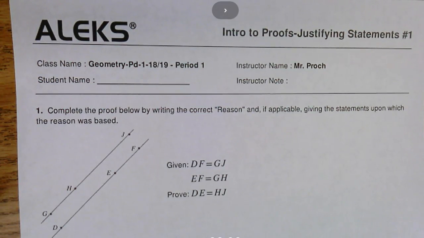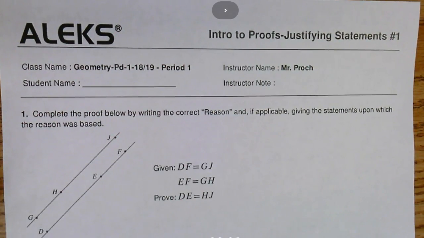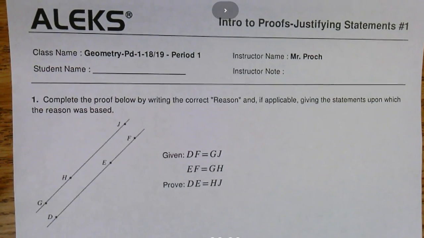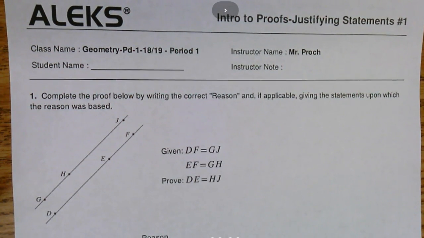Alright, so this could be a video on how to complete proofs. These are just where you're given the answer, and you kind of know it's true from what you've learned in geometry, but then you have to explain what makes it true. Where these really become important is with triangles. We're going to do this part first with lines and segments and angles, and then we're going to transfer this to triangles eventually.